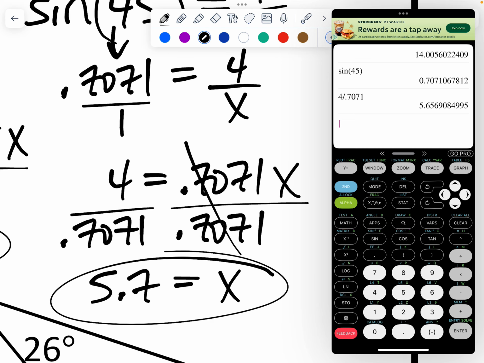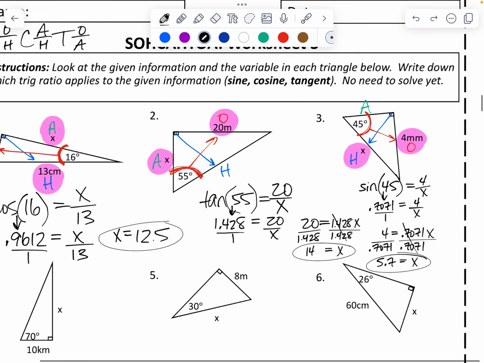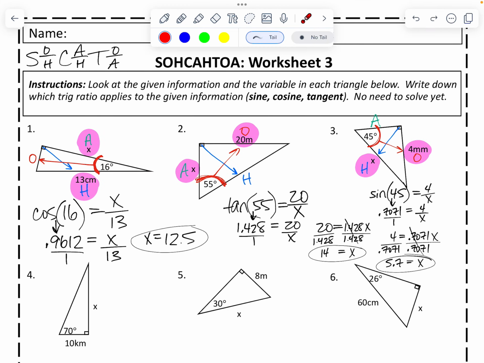Okay. That is a quick course on how to do this. The hardest part is how do you decide which button in the calculator to use? It depends on what you have. For this question, we had an A and an H. That told me to use the cos button. For this question, we had an A and an O. That told me to use the tan button. For this question, we had an O and an H. That told me to use the sine button.